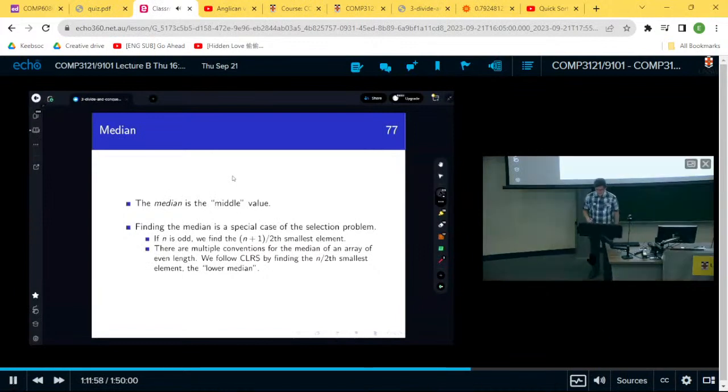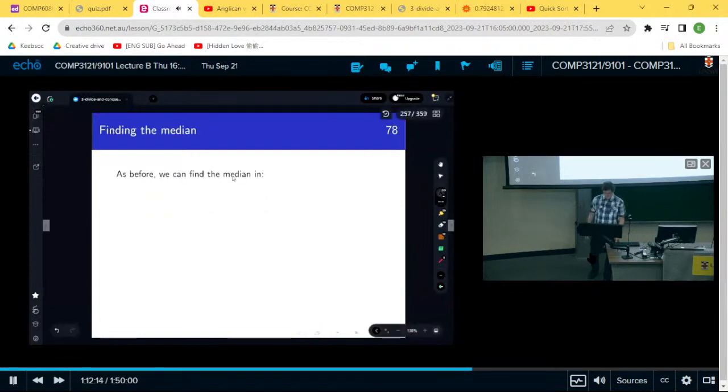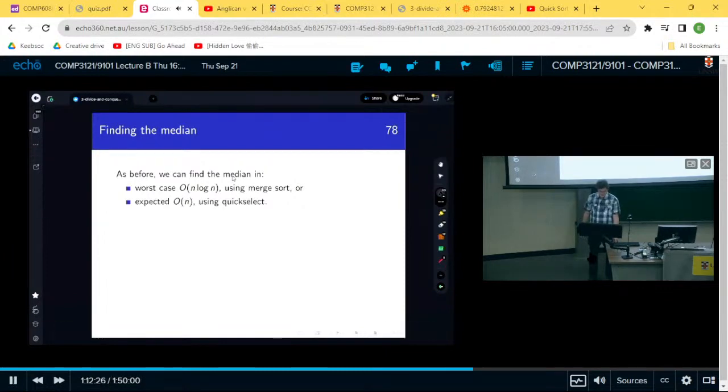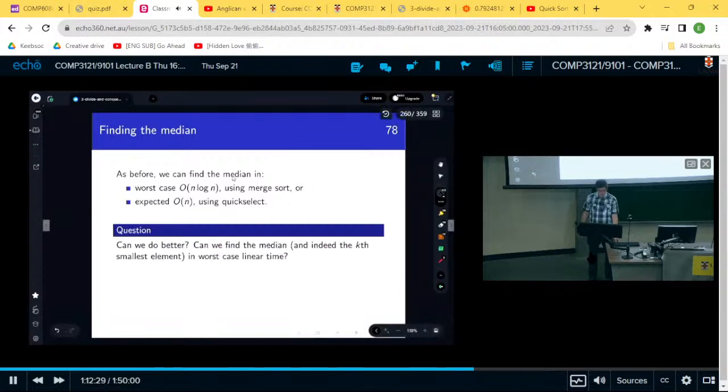We use the same convention as in the textbook, which tells us to actually select the lower median in that case. So the value that's, well, there's no exact middle value, but take the one that's slightly to the left of what would be the middle. Okay. Well, finding the median, of course, you already know it can be done in n log n time, just by sorting. The average running time will be order n, but we actually want to find a worst case linear running time.